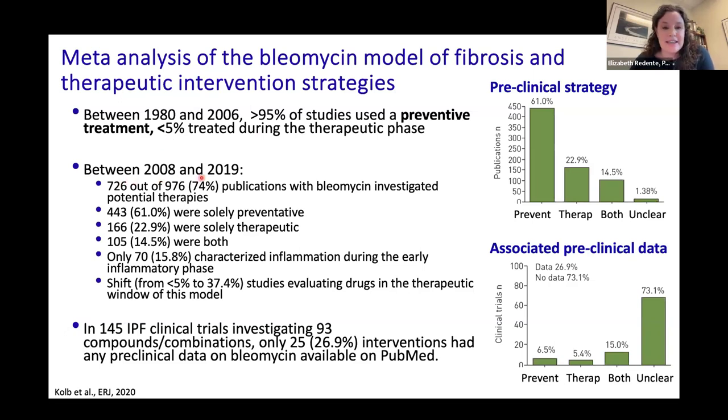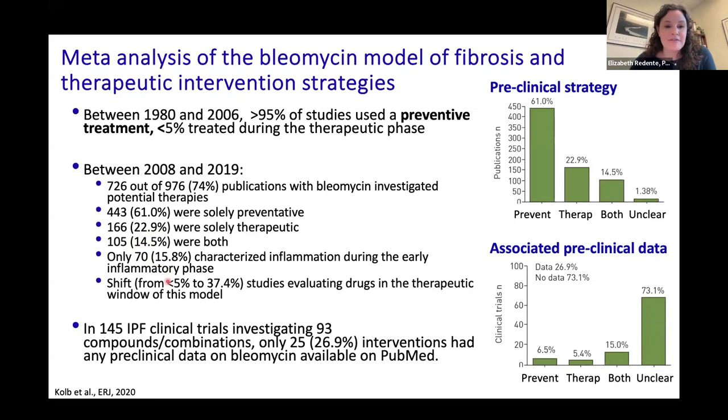So between 2008 and 2019, 74% of the publications with bleomycin investigated a potential therapeutic. So we can see this huge increase in the number of potential therapies that are being studied in this model. But now our numbers have started to shift. So now 61% were solely preventative studies, but we've seen an increase in the number of therapeutic studies to almost 23%. And in a small proportion, about 15% of studies examined both a preventative and a therapeutic strategy with their compounds. But only about 16% characterized the inflammation during the early inflammatory phase.